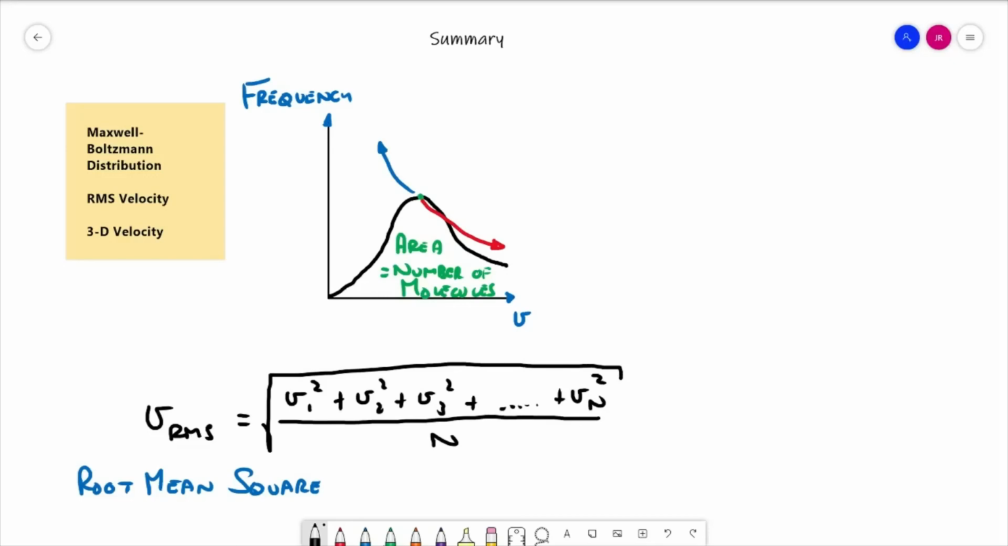And then the last thing we looked at was 3D velocity. So if you've got components in 3 dimensions rather than just components in 2 dimensions, the total velocity is the square root of the square of each of those components.